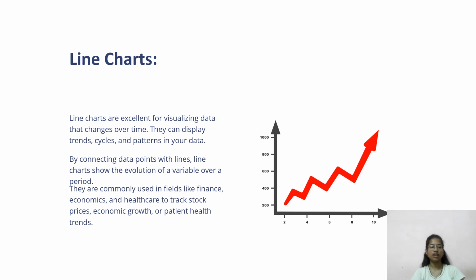These charts are useful for more than tracking change over time. They also help highlight differences and correlation within your data. Furthermore, a line chart can help a viewer make predictions about what might happen next. They are commonly used in fields like finance, economics and healthcare to track stock prices, economic growth or patient health trends.